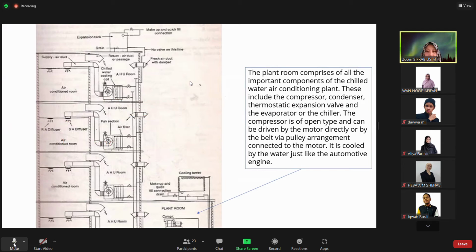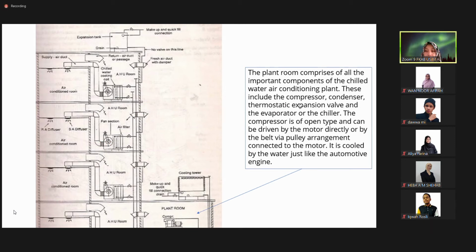That's why, since we want to become doctors of buildings, we need to understand the words compressor, condenser, thermostatic expansion.